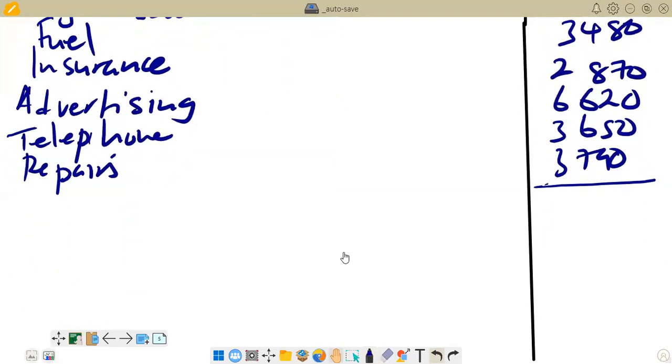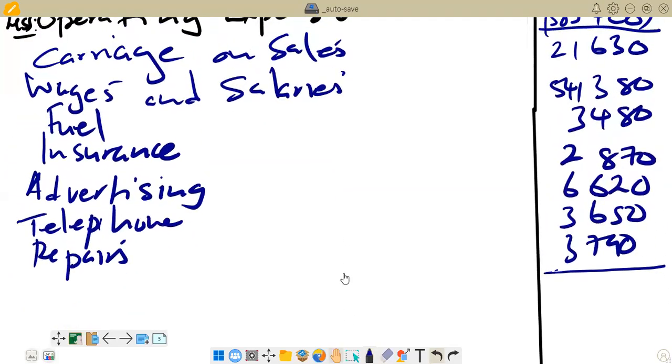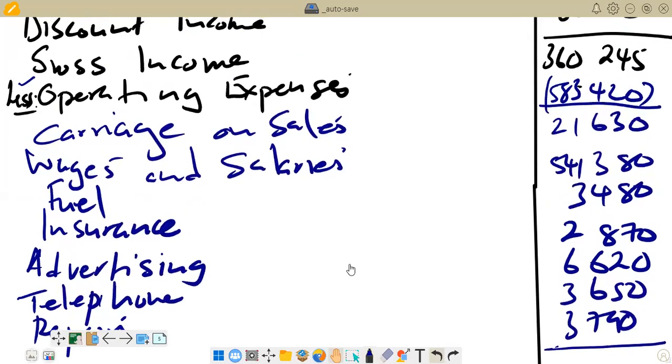So we can now say to get our final figure, which is net loss or profit, we are now saying gross income minus operating expenses. Gross income minus operating expenses, then you get your net profit or loss there. So what happens is if the gross income is less than the operating expenses like this, it means when you say 360,245 minus 583,420, you're going to get a negative figure. So if you get a negative figure, that's a net loss. It means we have made a loss.